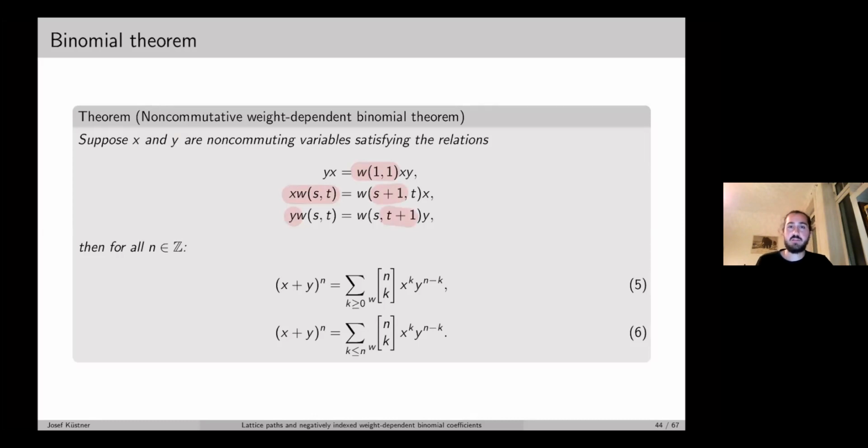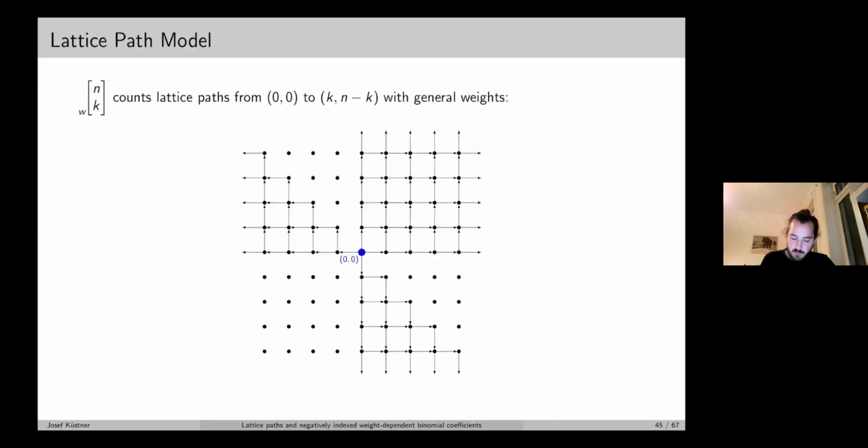And then if we have these 3 conditions, we get for all integers n this very nice looking binomial theorem, which looks just like the other cases, the ordinary binomial case and the q-binomial case. We just now have these weight-dependent binomial coefficients and relations. So yeah. So we go again to the lattice.